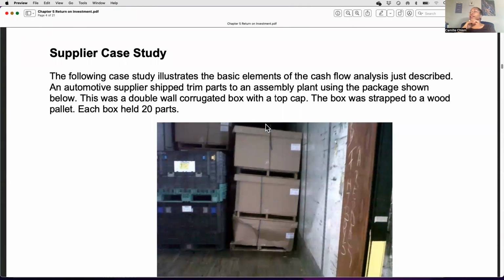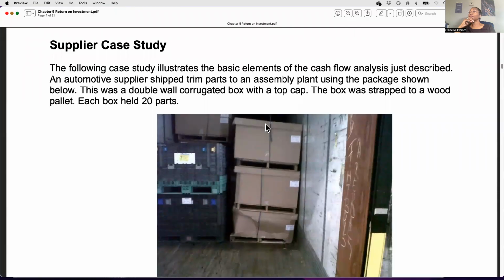Okay, so here's a case study. It's a beautiful, beautiful pack here. This is going to show you how to do a cash flow analysis. This is regarding trim parts.